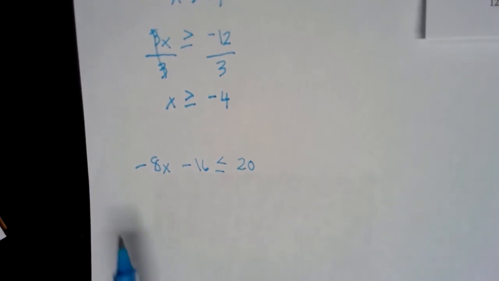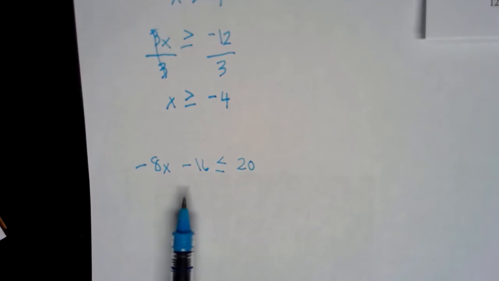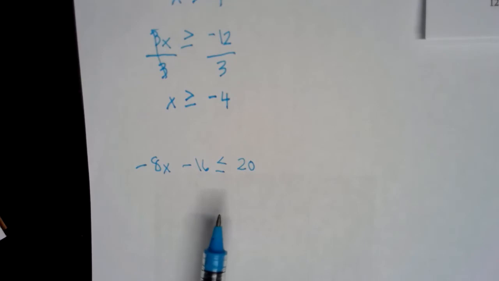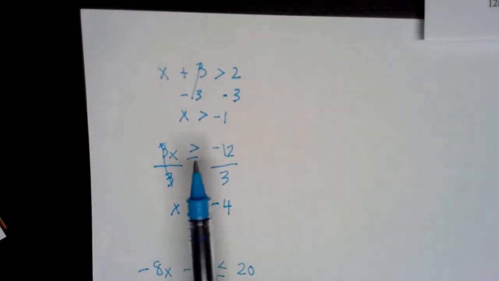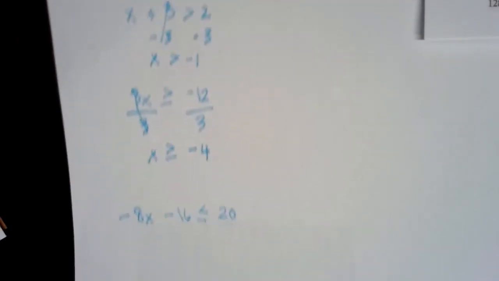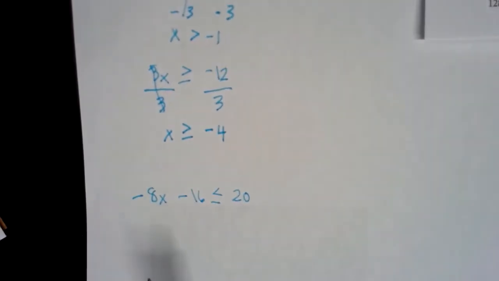All right, so same setup. We've got -8x minus 16 is less than or equal to 20. And this one, you know, this is what we started with. We had a single X, then we did a multiplication. This one's just the other two combined, and we know how to do both of those.